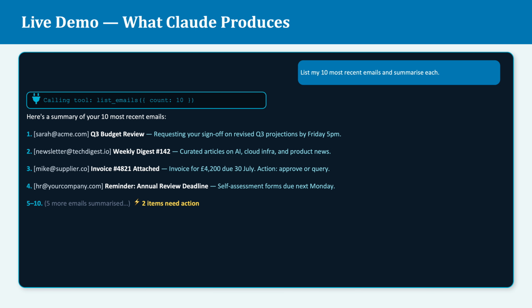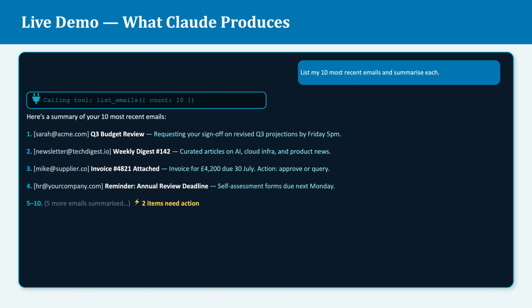Here's an example of what Claude actually outputs. You can see that Claude called the list_emails tool automatically. You can see that in the tool use indicator in the chat, and then produced a clean numbered list. Each entry has the sender, subject, and a one-sentence summary. For item 1, Claude has identified this as an action item that needs sign-off by Friday. For item 3, it's flagged the invoice and noted the action.